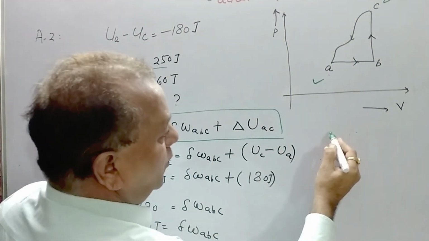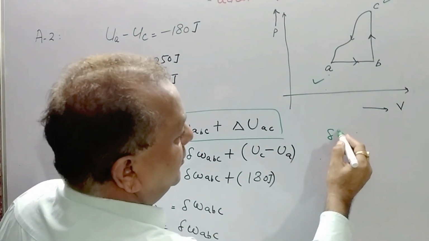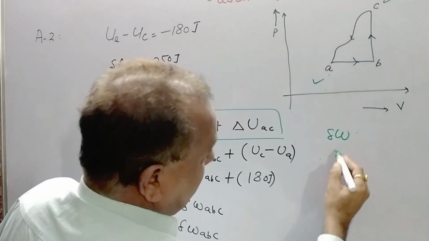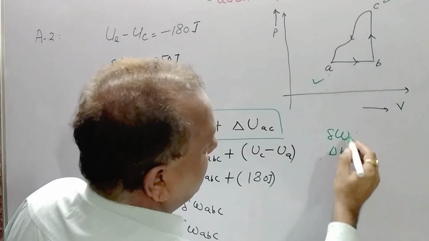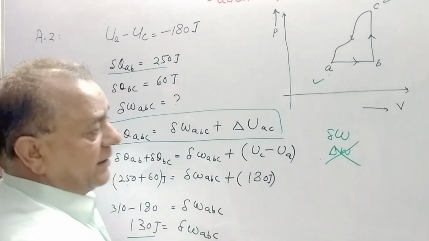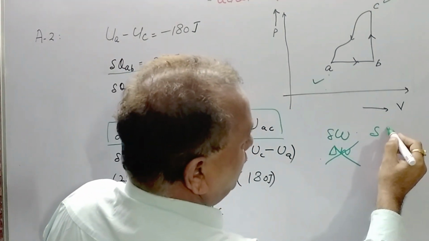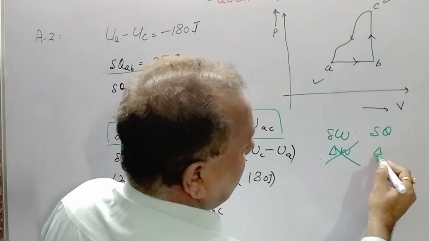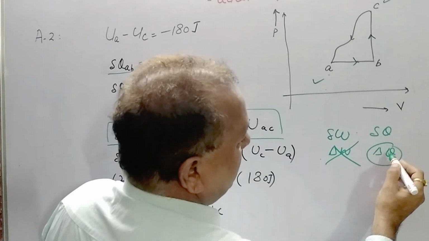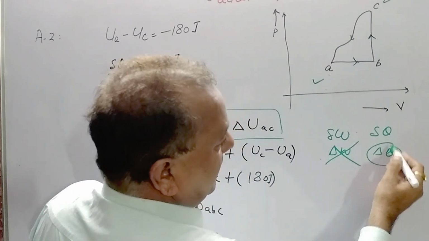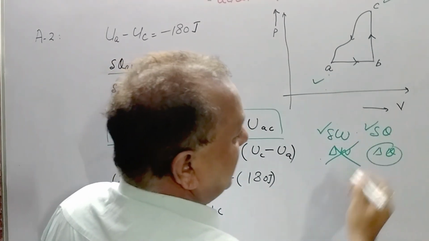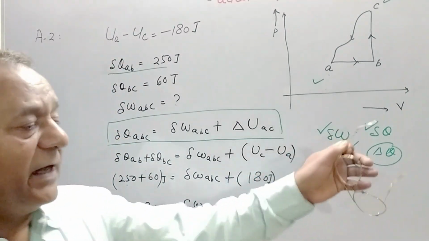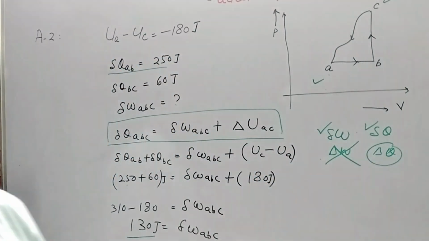I would like to tell you, you should write del W, not delta W, because delta is used for exact differentials. Similarly, you should write del Q, not delta Q, because delta is reserved for exact differentials. These are path dependent functions. Therefore, you use inexact differentials, not exact differentials.